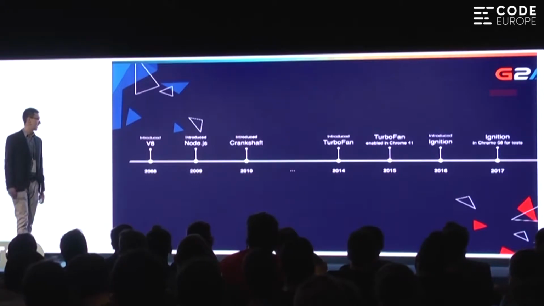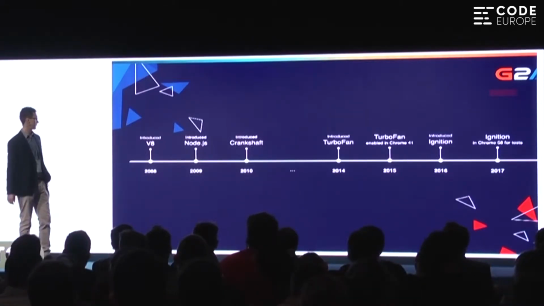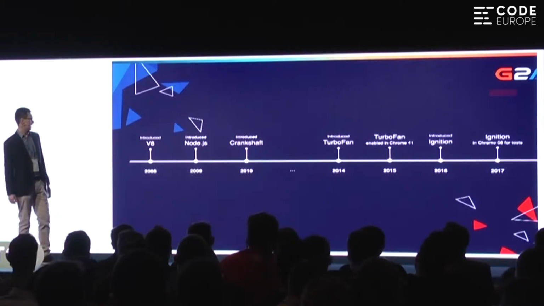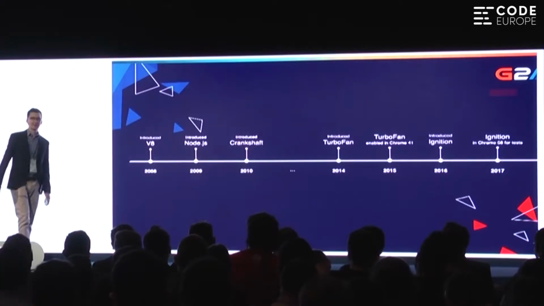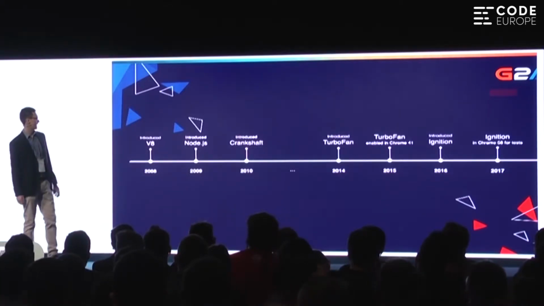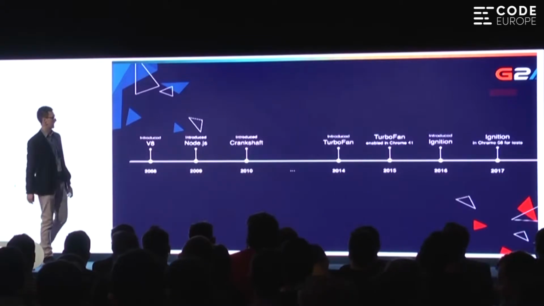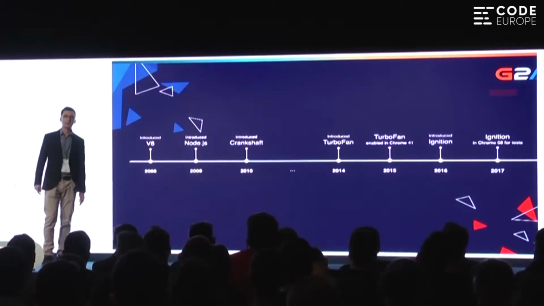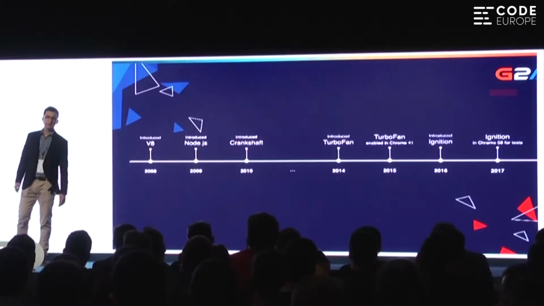So in 2008, V8 was introduced by Google. It was introduced with Chrome. In 2009, the important thing is that it was the fastest engine at that time. All others were just trying to beat it. In 2009, Node.js was presented. It was very important for us because it showed that Node.js can be used server-side without any problems, and it could be efficient.